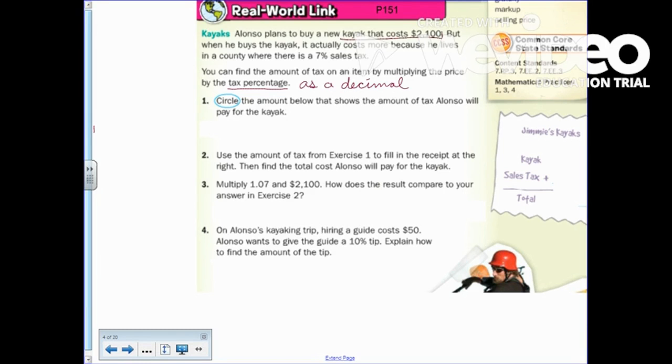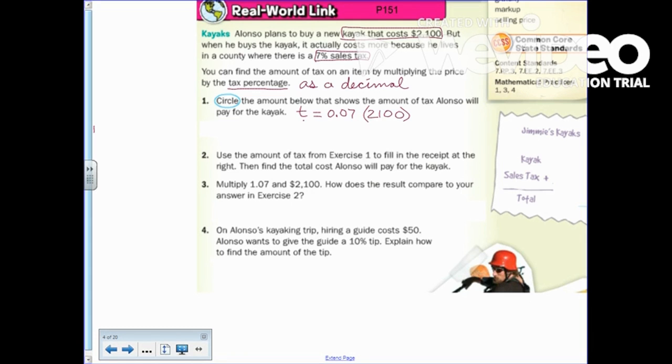The kayak cost $2,100. In our percentage situations where we have a part, a whole, and a percent, the cost of the kayak is the whole. So $2,100. It says the sales tax percent is 7%. We would write that as a decimal, 0.07, and then we would multiply these two numbers together to get the part that is the tax. And I'm going to use a little t for tax here.